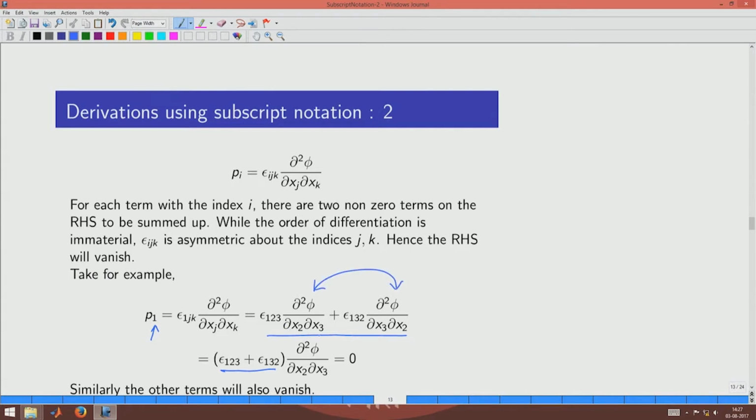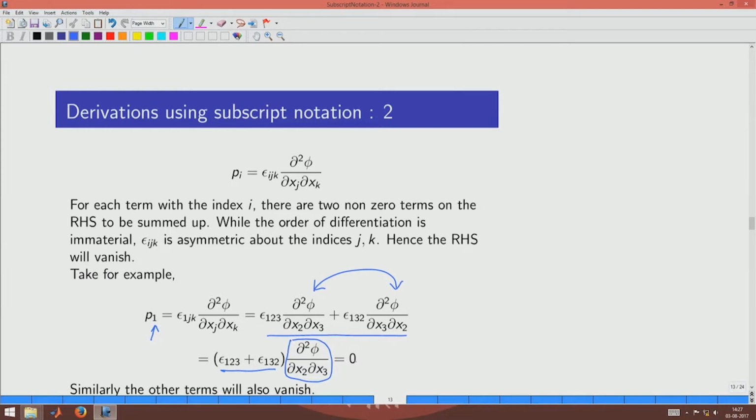Because I differentiate first with x3 and then x2, or first with x2 and then x3, it does not matter, because we say that the order of differentiation should not matter. So, we take that as common here, and therefore we can sum up these two epsilons, and when we see these values, one is plus 1 and another is minus 1. So, they will give a 0.